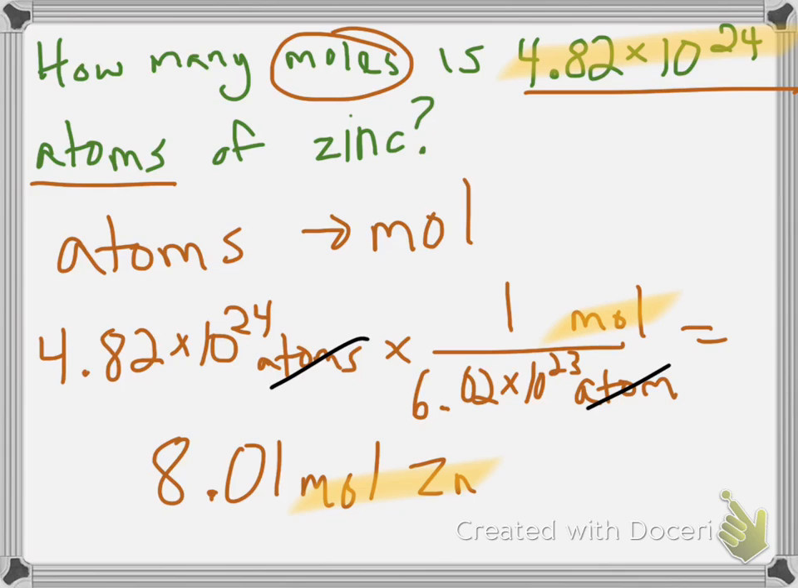Also notice that our initial number is bigger than 6.02 times 10 to the 23rd. This is to the 24th, so this is almost 10 times bigger. And so it makes sense that I have more than 1 mole of zinc.